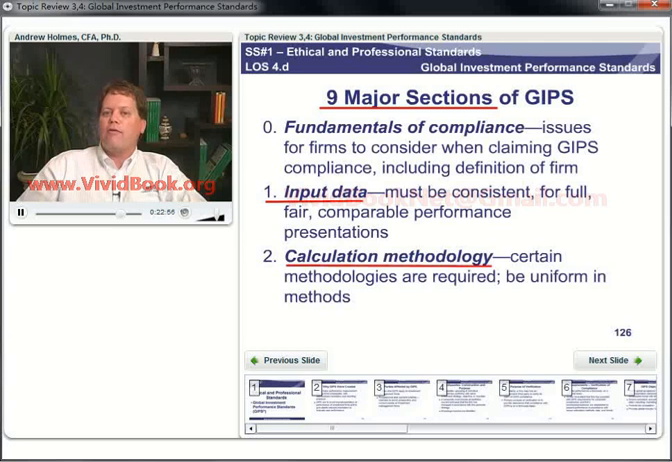I think if the curriculum required us to dig into this at level 1, this would be an area where you would spend a lot of time, because we would have to talk about what the calculation methodologies were, and then of course the requirement for uniformity in those methods. Luckily, in preparing for the level 1 exam, we need to know that the calculation methodologies are well specified, but they are not something that we have to spend a lot of time worrying about here.